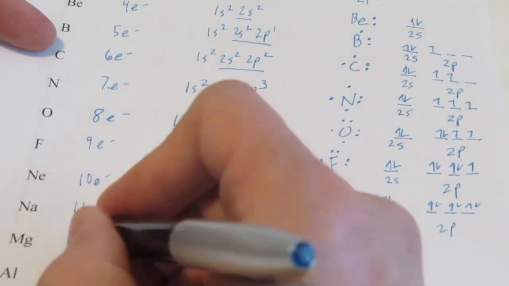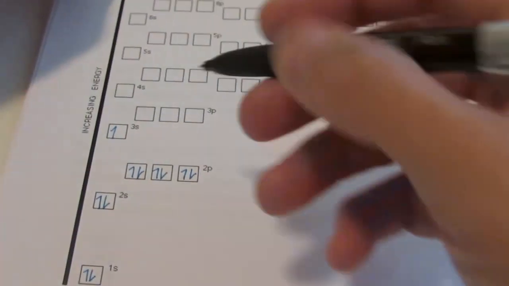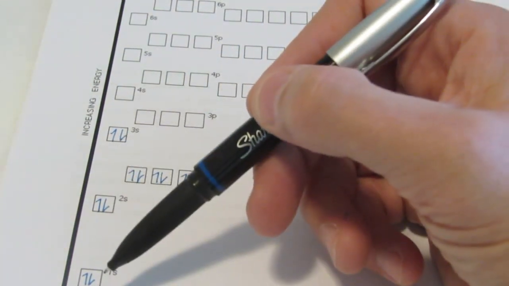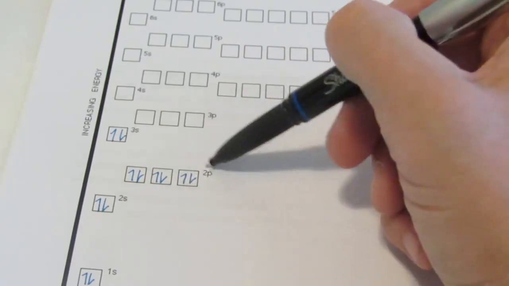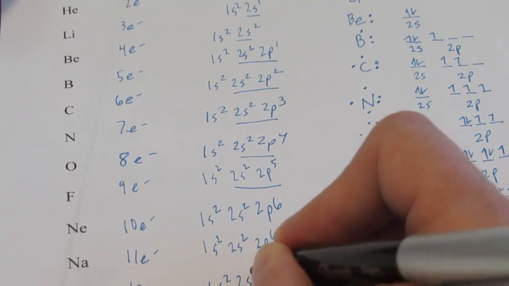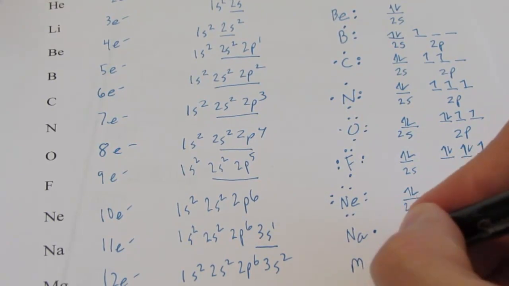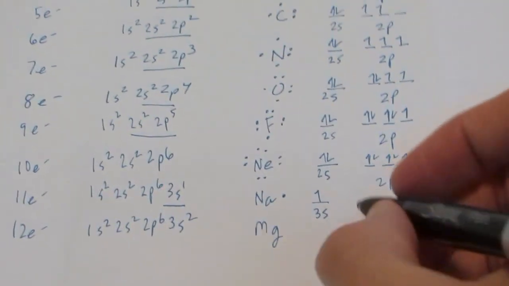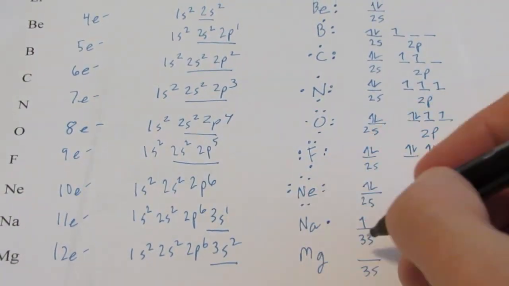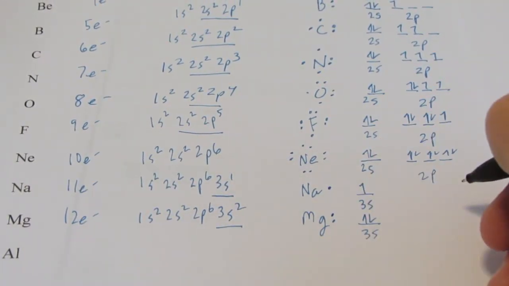Okay, now magnesium has 12 electrons total. So, I don't know what's going to happen next. We're going to pair up in the 3s, aren't we? So the configuration for magnesium is 1s2, 2s2, 2p6, 3s2. So let's write that down. 1s2, 2s2, 2p6, 3s2. And what's the dot diagram for magnesium going to look like? Well, if we take a look at the 3s, which is the highest energy level, there's a pair in there. So magnesium will have a pair of dots.